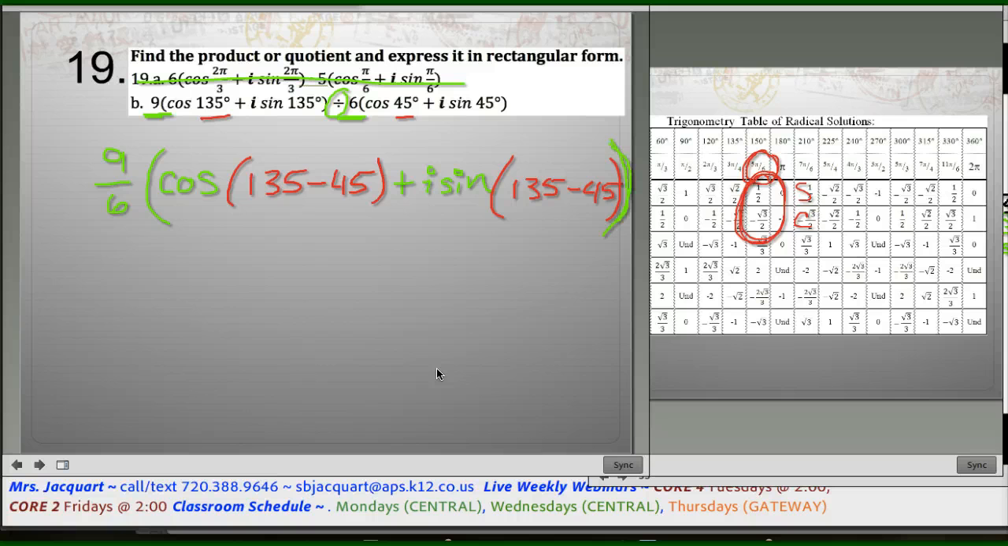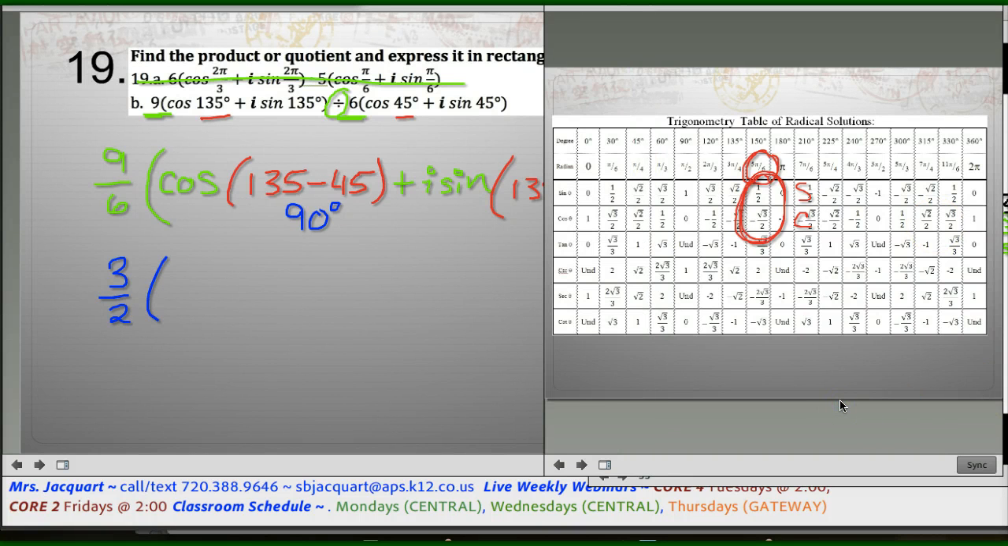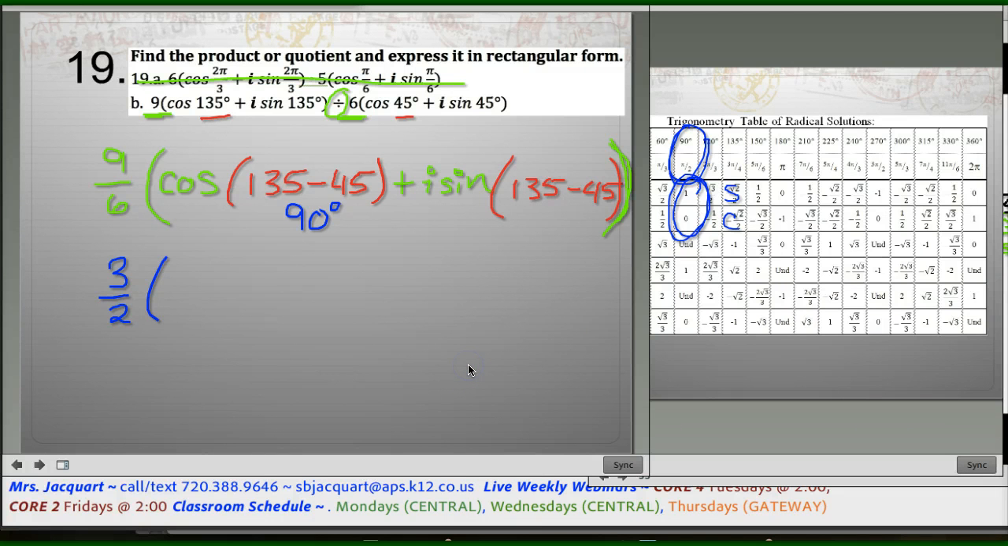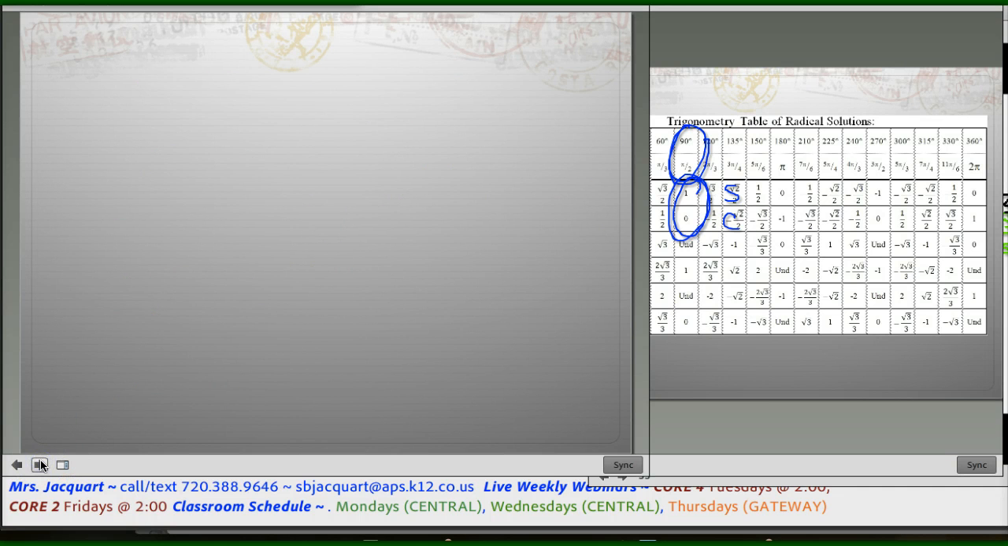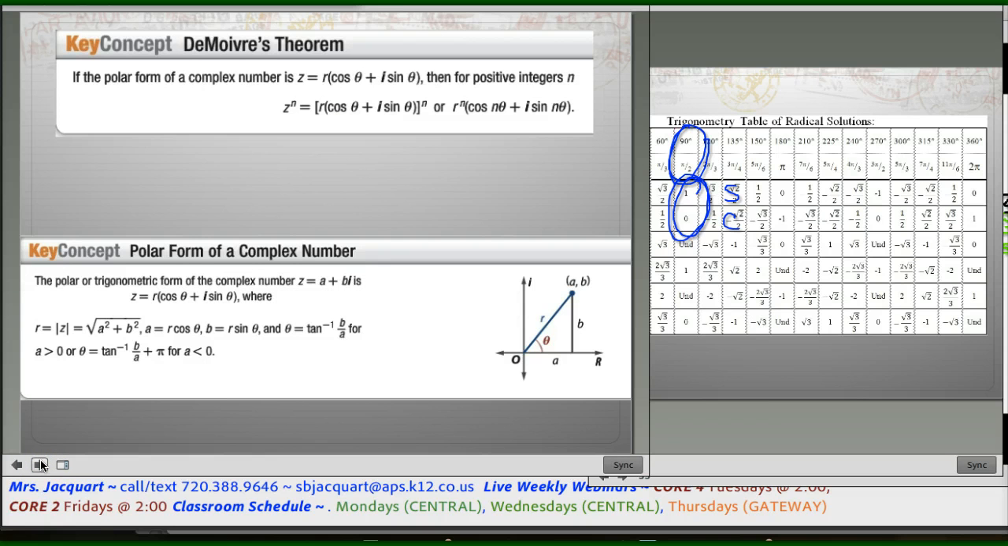Okay, so what does that angle end up being? 90 degrees. So then I have 3 halves. Let's go to my 90 degrees and find out what 90 degrees is. It's easy-ish. Those are my answers for sine and cosine. Cosine is 0. That's going to make multiplying really nice. Plus 1i. So my solution is 3 halves i. Sweet. Last problem.